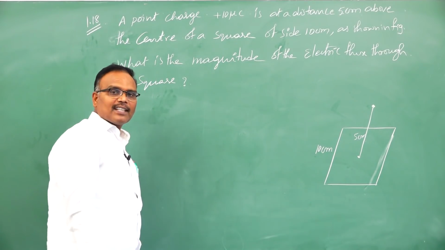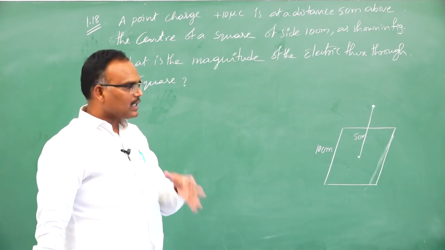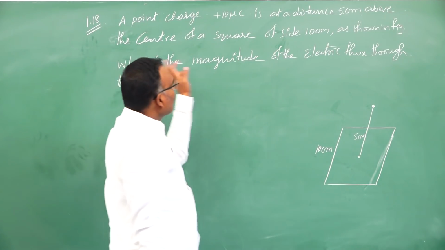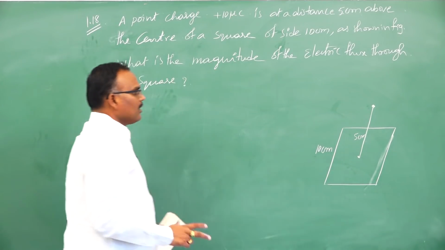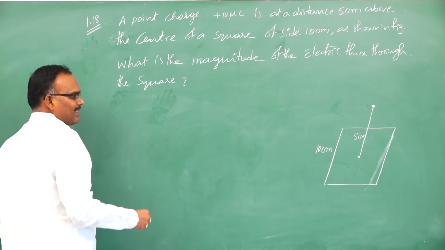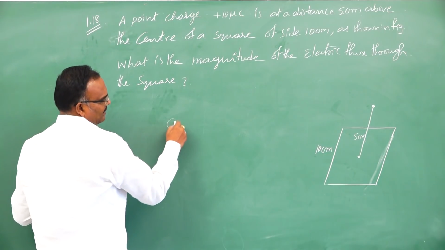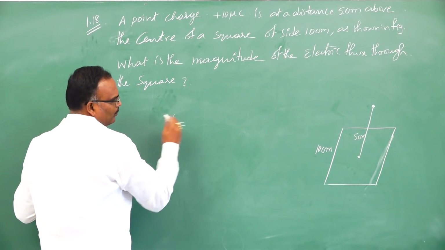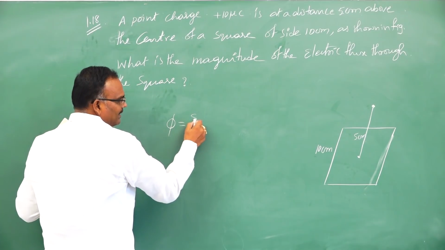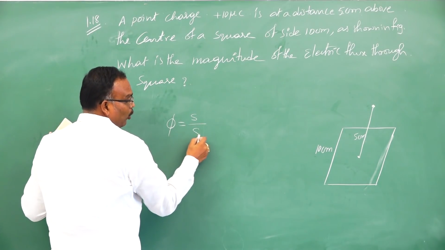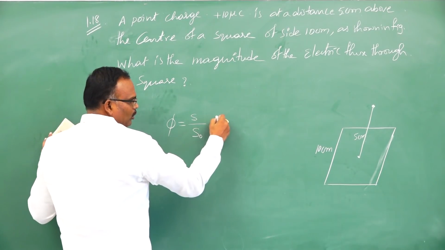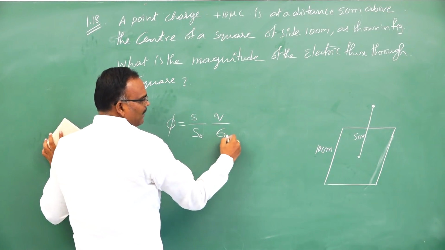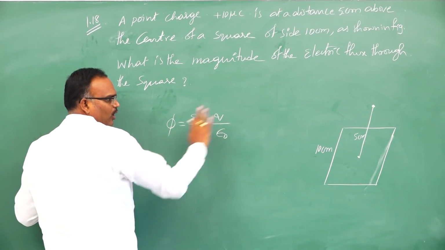How many faces do we have for a cube? 6 faces. They are asking for the flux through one face, or one square. That's why Gauss's law can also be written as flux phi is equal to the given surface area divided by the total surface area, into the charge enclosed divided by epsilon naught. This charge is the charge enclosed only.